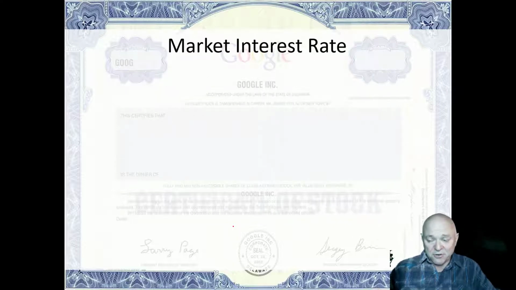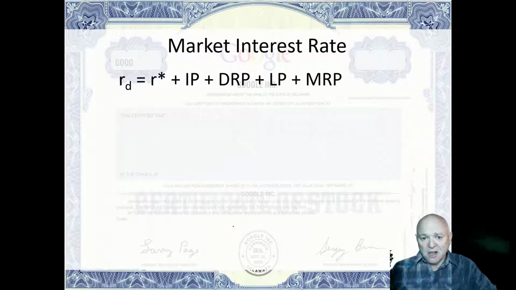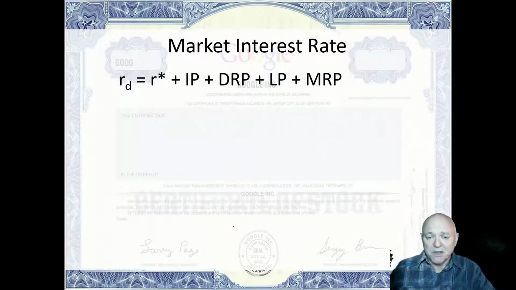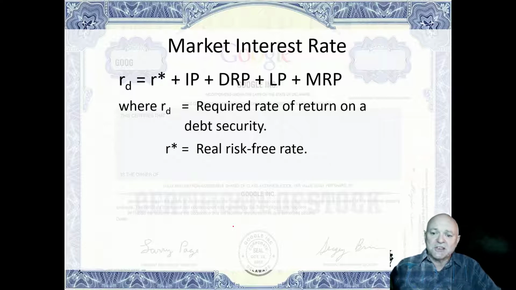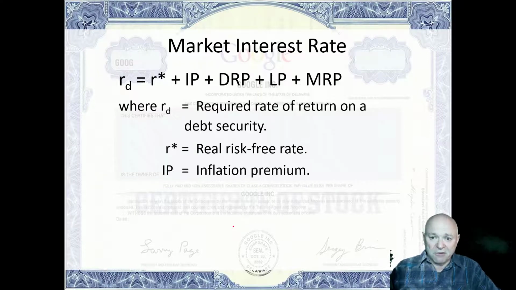Now, the market interest rate is going to be a formula that includes things like the required rate of return in real terms, inflation, and a number of other factors. The yield that we observe for a particular bond, either a company bond, a government bond, any kind of interest-bearing instrument, is going to depend on the following factors. The r-star factor is essentially the risk-free rate of return in real terms. IP is an inflation premium.